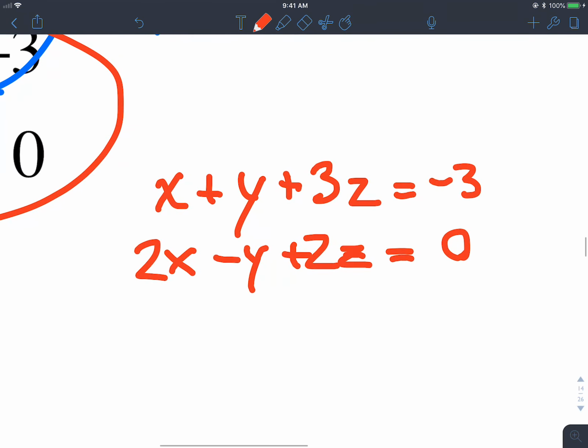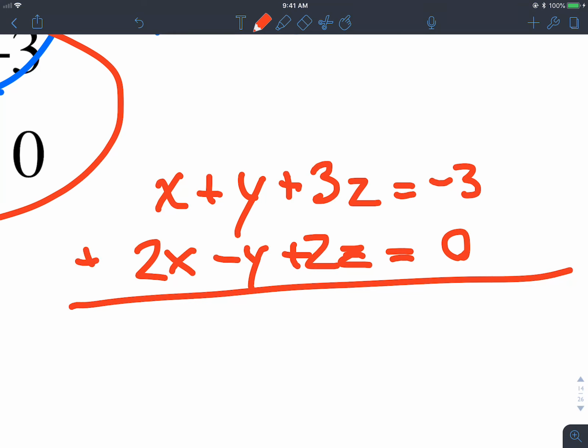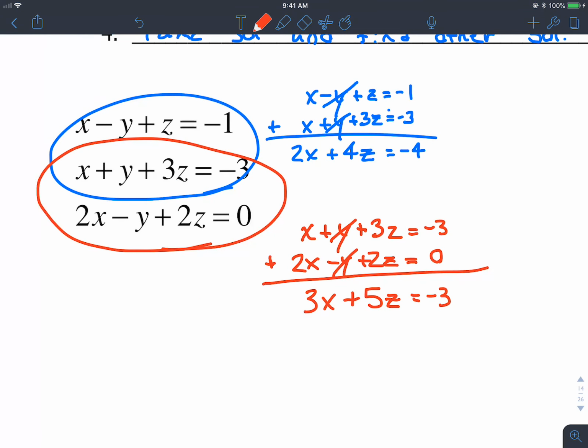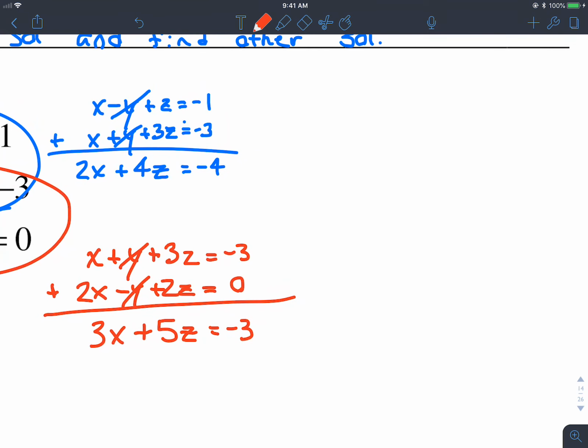Okay, and then with elimination, try to cancel out one of your variables. Luckily, we don't need to multiply by anything. The y's will cancel out when we add them right away. So you have 3x plus 5z equals negative 3. Okay, those are your two result equations. So now you're going to take both of these and use elimination to either solve for x or solve for z.